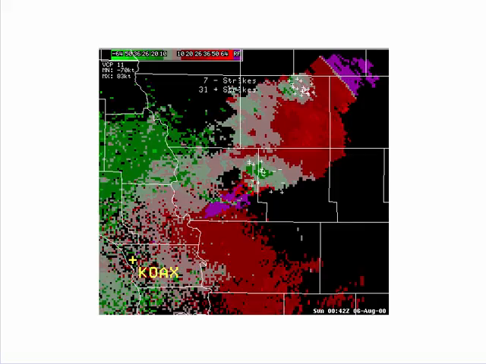So knowledge of the near storm environment, as well as continuing to monitor here, and we see a number of hail reports, but no tornado reports on this particular day.